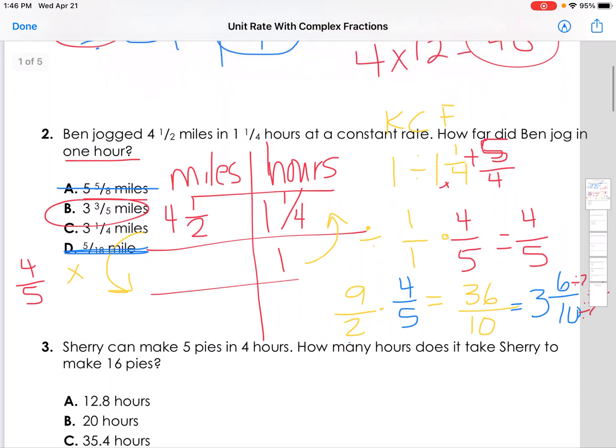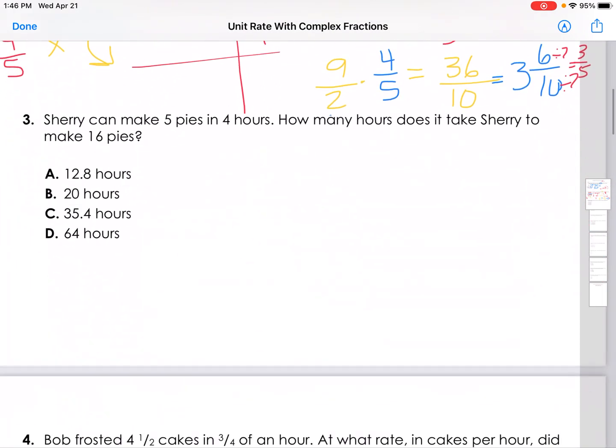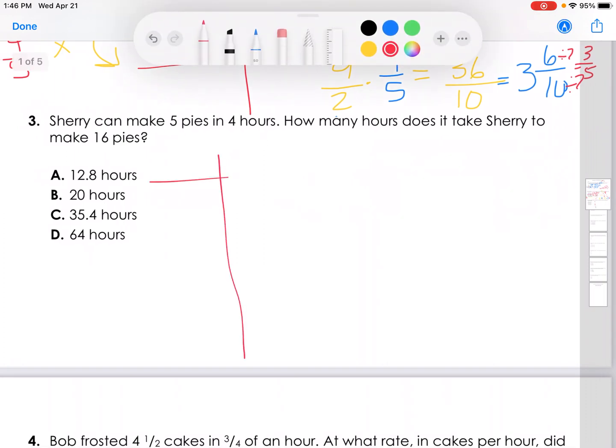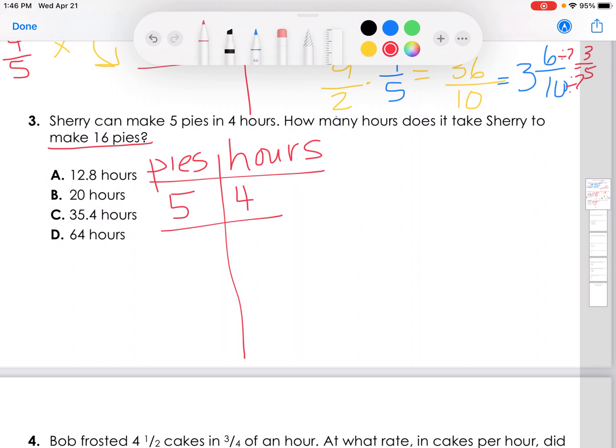All right, the next one says, Sherry can make 5 pies in 4 hours. So we're talking about pies and hours. I know she can make 5 pies in 4 hours. I want to know how long it's going to take Sherry to make 16 pies. So I have to remember I'm dividing going this way, and I'm multiplying going this way. So 16 divided by 5.